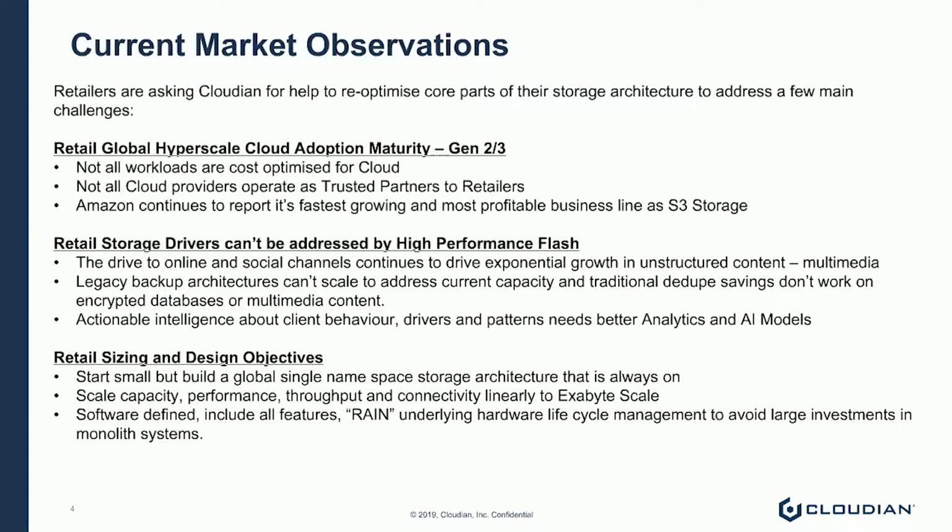So some of the observations that we see in the market focus on a couple of different areas. One of the points here is around cloud adoption maturity. We see a lot of organizations who originally invested in public cloud solutions now looking for alternatives with a generation 2 or 3 approach, moving to more hybrid and multi-cloud architectures, as many of the workloads that are out there today are not really optimized for the public cloud.